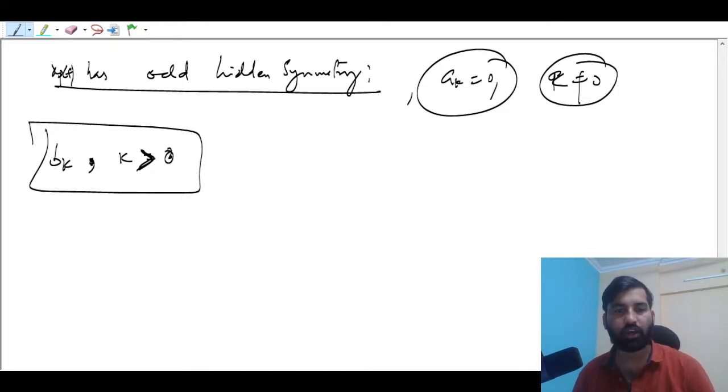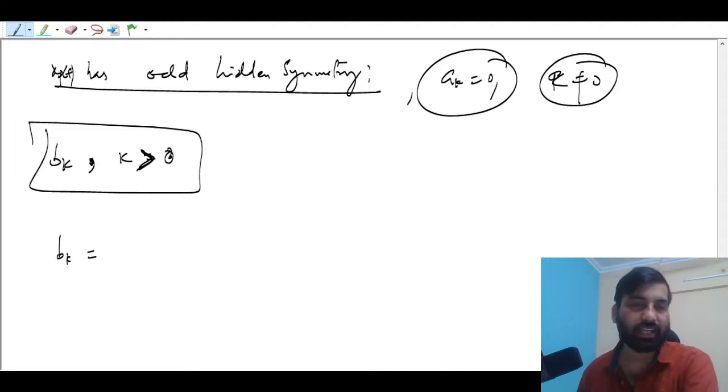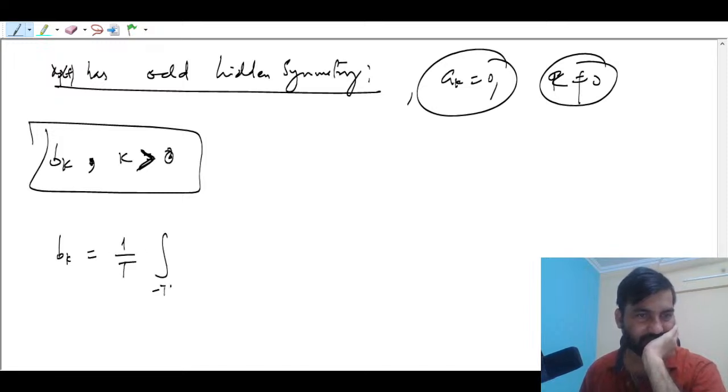So now what is BK here? So BK is going to be, you just take the time period here, right? So you have to just integrate. From where to where you have to integrate? That is the question. So 1 by T, from minus T by 2 to T by 2, x(t) sin k omega naught t dt.